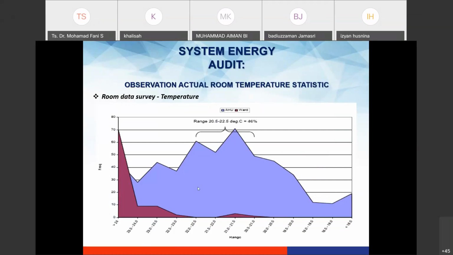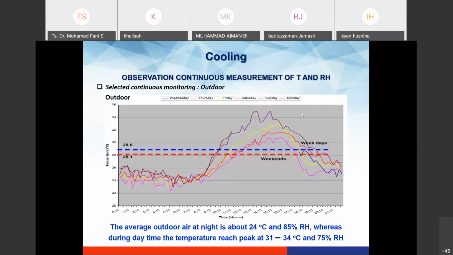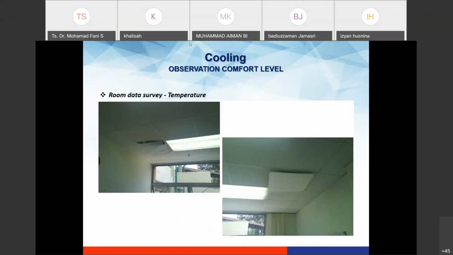This slide shows the logger for the temperature. But when we do the room data survey, we can measure one value, one measurement. For example, here is the room data survey for the lecture room. We can measure the temperature in this room.